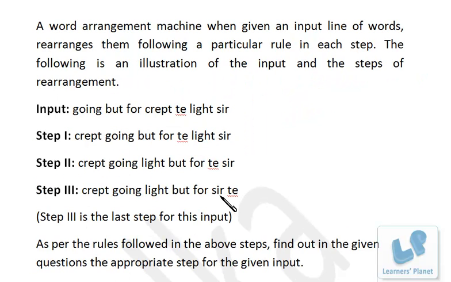Now friends, let's see this one. A word arrangement machine, when given an input line of words, rearranges. This is the input and step 1, 2, 3, and step 3 is the last. Now we just compare. Input is this. In the first step, C is coming at the first place. Probably this is an alphabetic arrangement. But B is not coming at the first place. That means it is not only alphabetic arrangement. Let's see what happens.